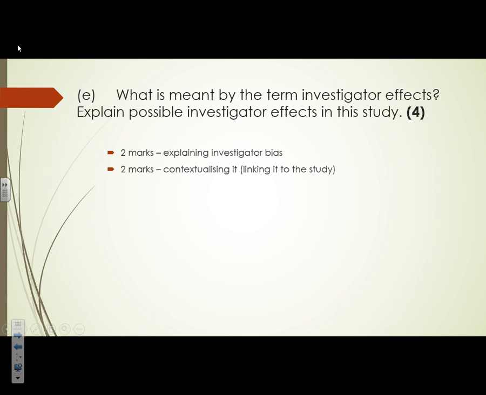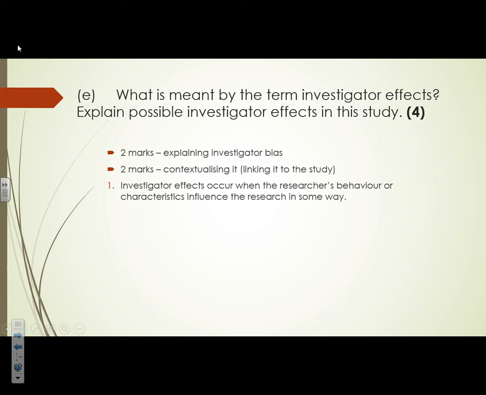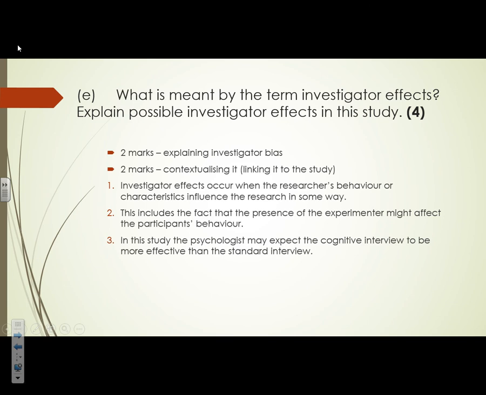Okay, so investigator effect, let's have a look for 2 marks. It occurs when the researcher's behaviour or characteristics influence the research in some way. Then you could give a bit more detail for that second mark. This includes the fact that the presence of the experimenter might affect the participants' behaviour. In this study, the psychologist may expect the cognitive interview to be more effective than the standard interview.